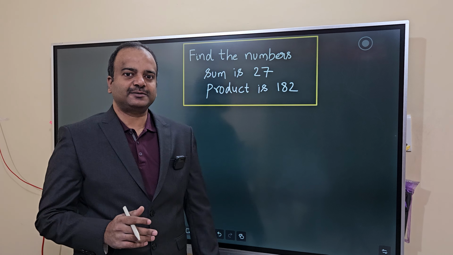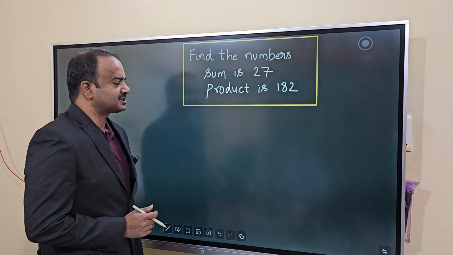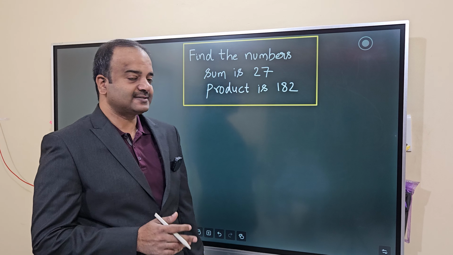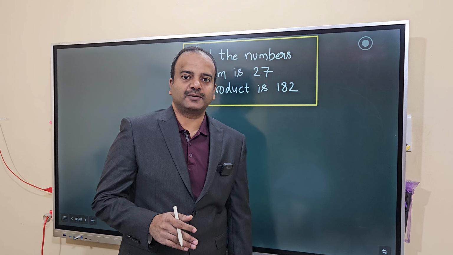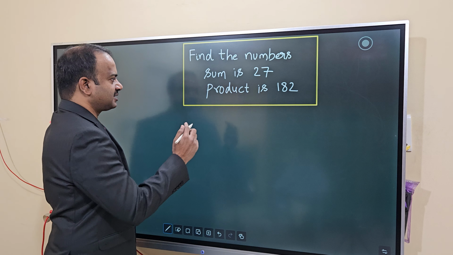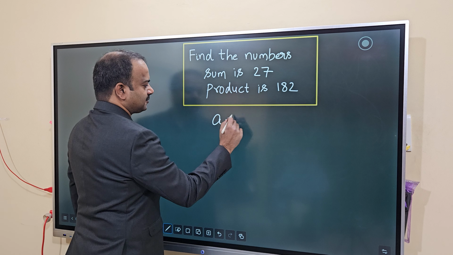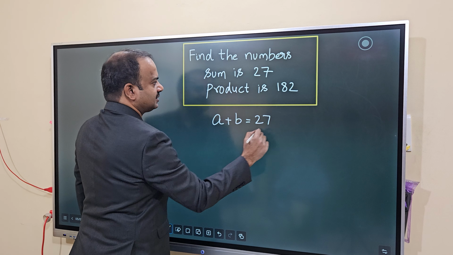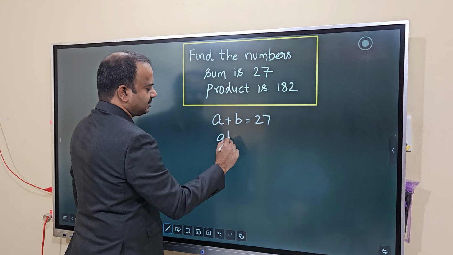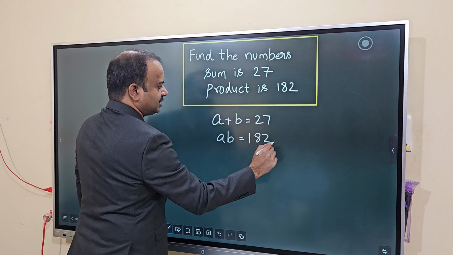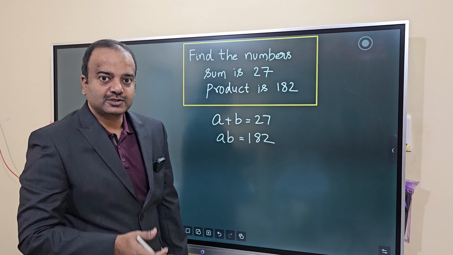Hi, here the given statement is we have to find two numbers whose sum is 27 and product is 182. Now let's assume the two numbers are a and b, so this can be written as a plus b is equal to 27 and product a into b is equal to 182. Now we got these two and we need to solve for the numbers.